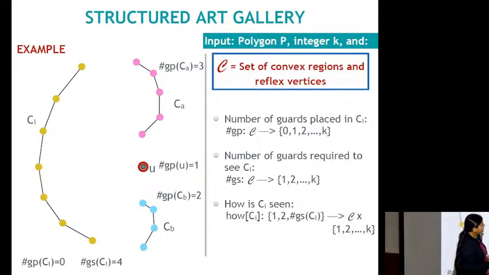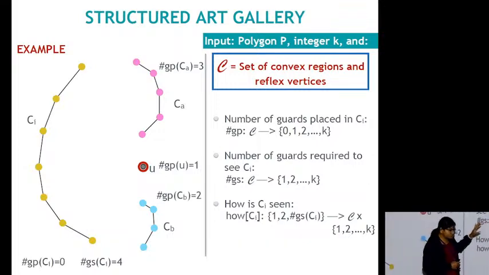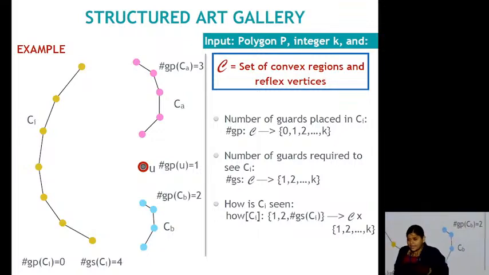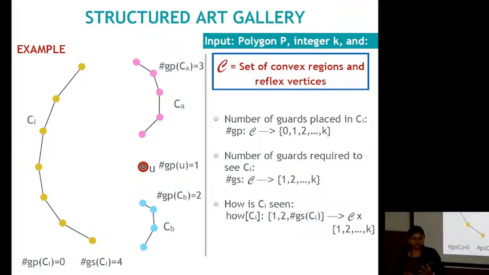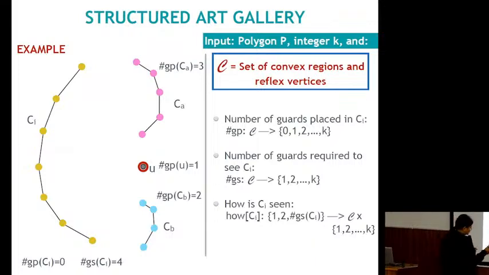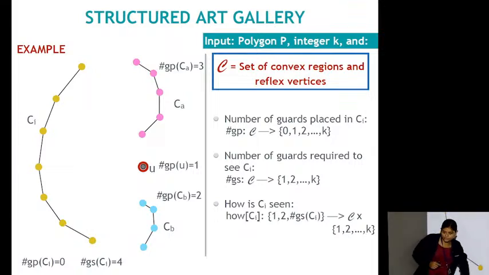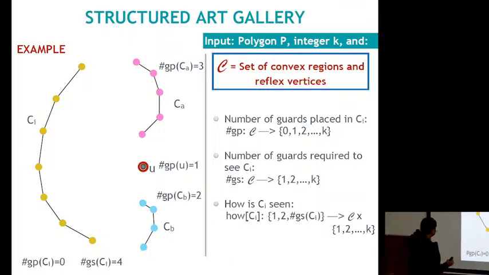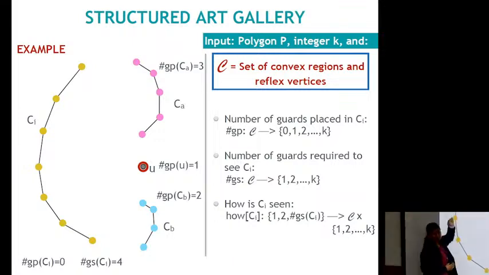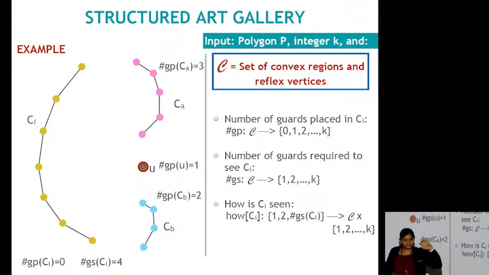Then we will have a function #GS, which will tell us how many guards are required to see a convex region or a reflex vertex. For instance, here you have this convex region Ci, where #GS of Ci is 4. Then 4 guards together will be responsible to see all the vertices of this convex region. This is what this function #GS tells us.